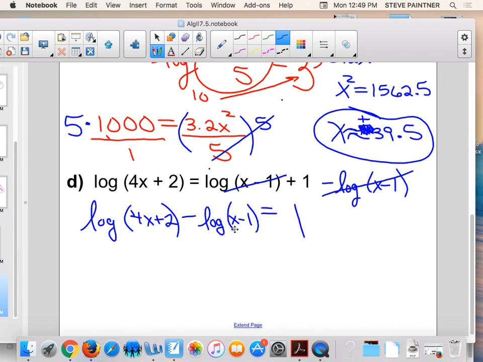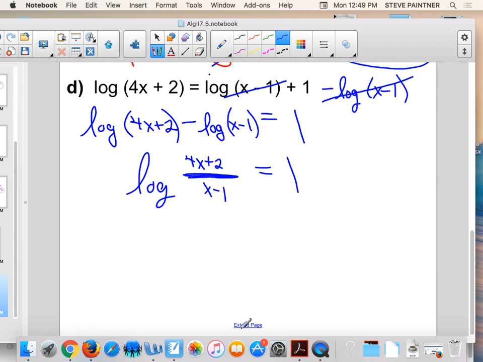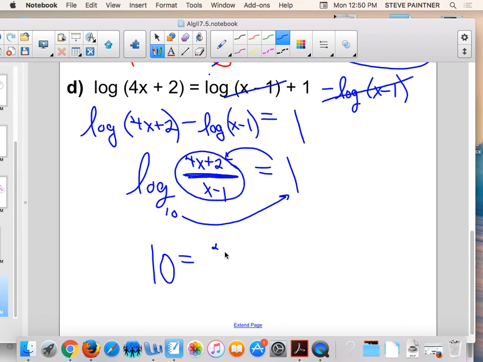Now it looks just like the previous 2 problems. 2 logs being subtracted would be the same as what? Division? So, what are we dividing here? On the top would be 4x plus 2. On the bottom would be x minus 1. Base what again? 10. 10 to the what? First equals this whole number, right? 4x plus 2 over x minus 1.